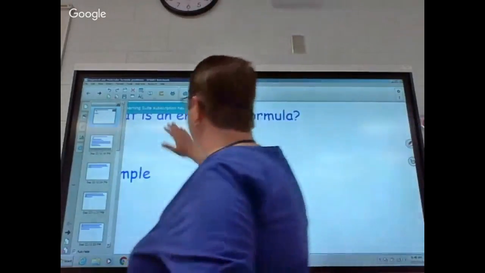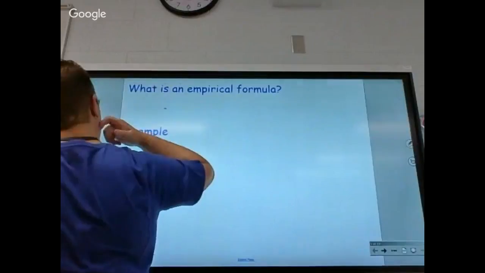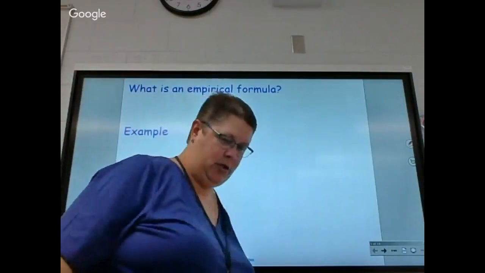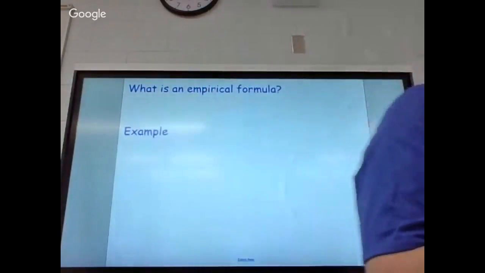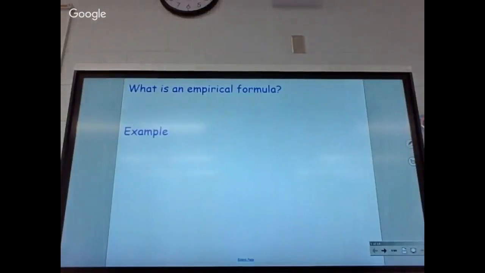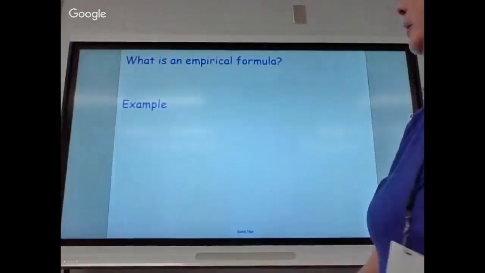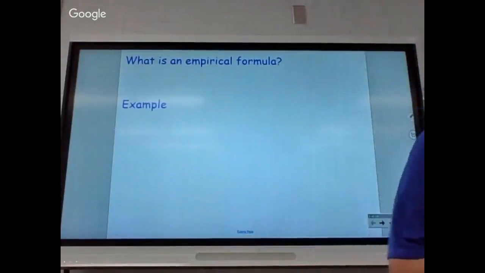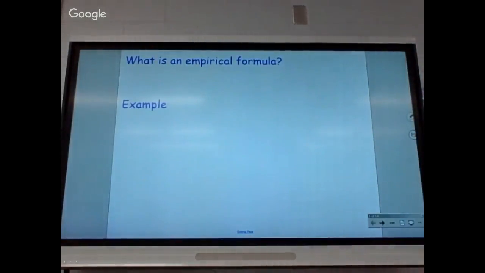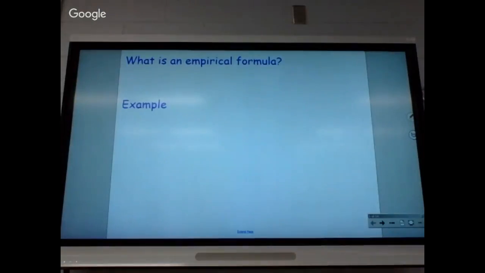We're going to talk about empirical and molecular formulas today. These are two things that are pretty easy to do. We're going to do a paper pencil lab with it tomorrow, and then next week, you're going to do it with magnesium with a lab report. So we're going to do two different kinds of labs with this topic.